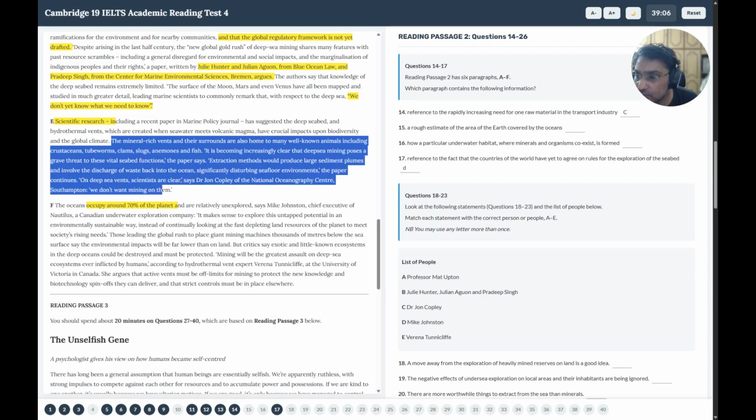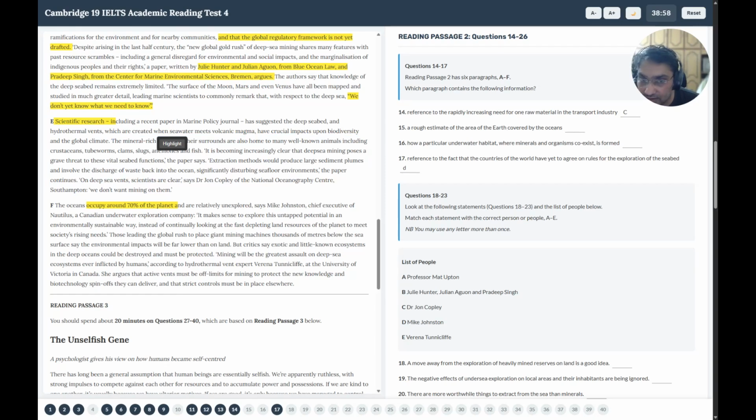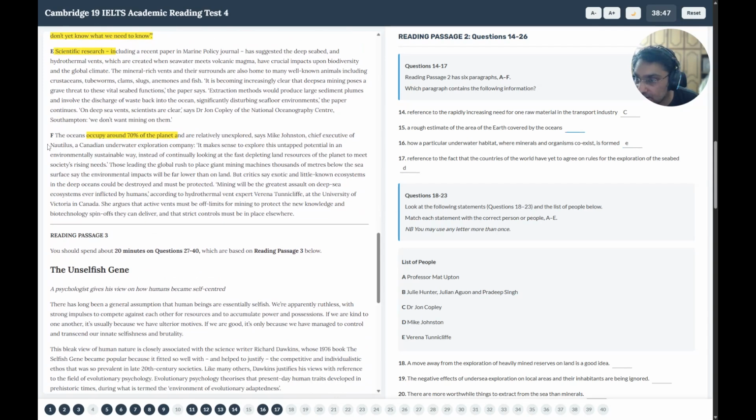Ah, we don't want mining on them. Okay, I get it now. This is something that we need to know. So the answer for 16 is E. All right. And the answer to 15 is something we still need to understand.